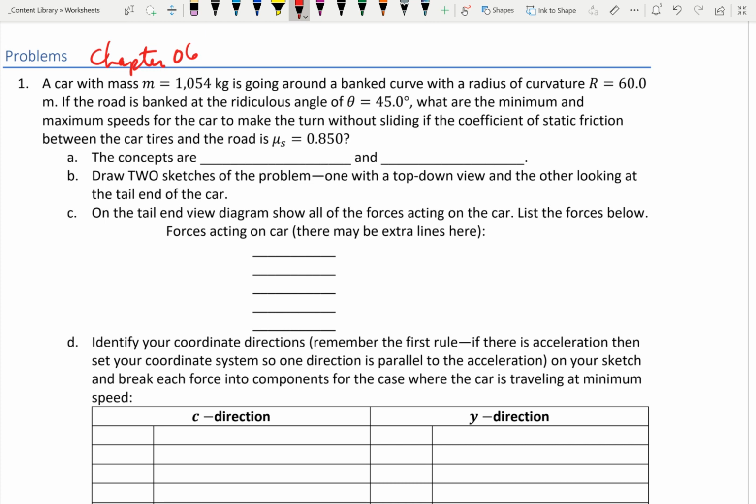Worksheet problems for Chapter 6. The first problem, we have a car going around a banked curve, and we're asked to find the minimum and maximum speeds where it can safely do this.